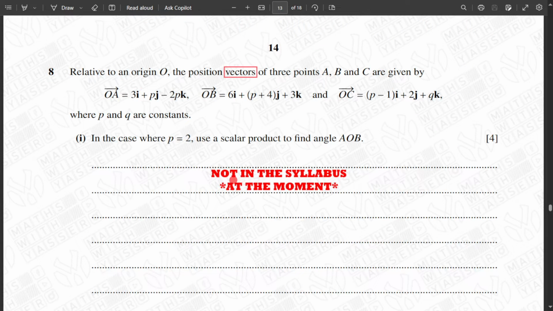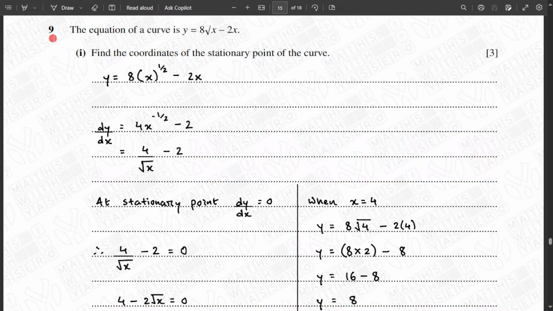Question number 8 is not in the syllabus at the moment. Question number 9. The equation of the curve is y equals 8 root x minus 2x. Find the coordinates of the stationary point of the curve. So y equals 8x to the power half minus 2x. Since we are talking about the stationary point, we need to find the differentiation of the curve, which is dy by dx.